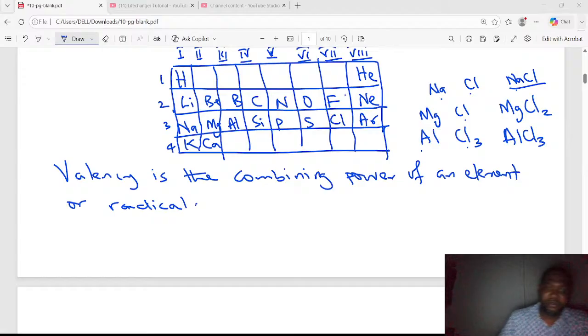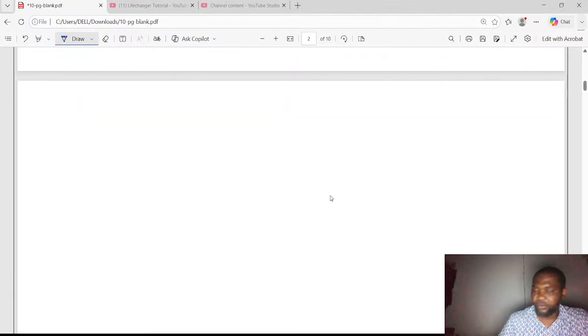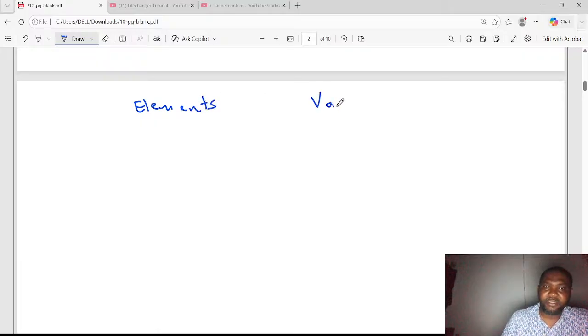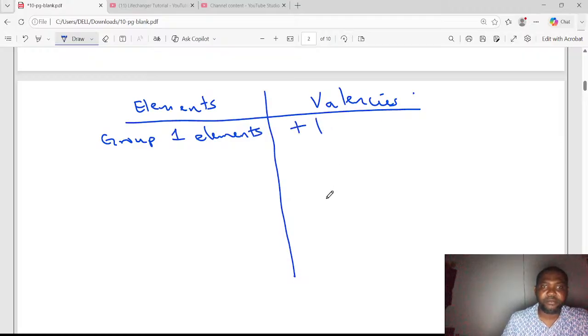Okay, so now I want to write valencies of elements. For example, watch. This is elements, and these are their valencies. So look at this. The group 1 elements, that means the ones in group 1, their valencies are +1. All those elements in group 1 like hydrogen, sodium, potassium, lithium, all of them, their valency is +1.